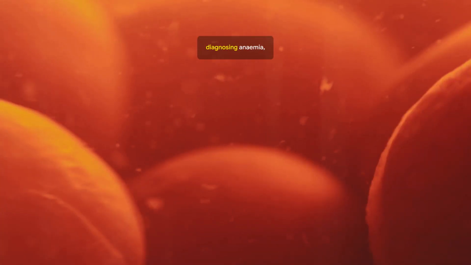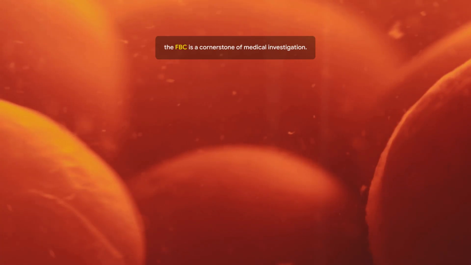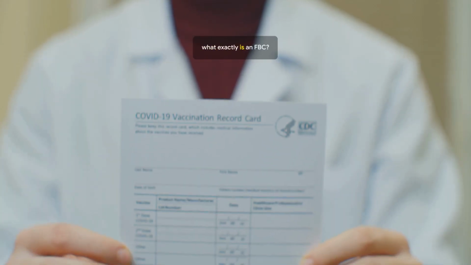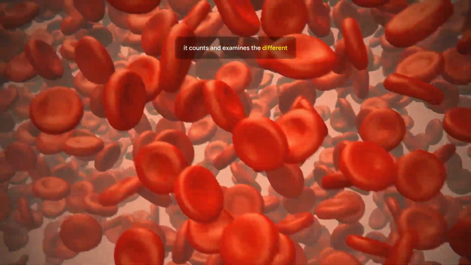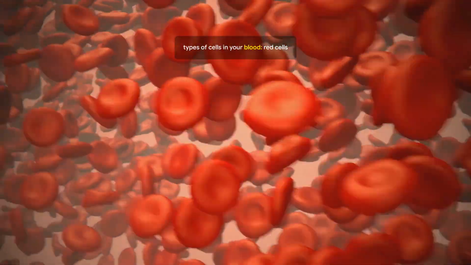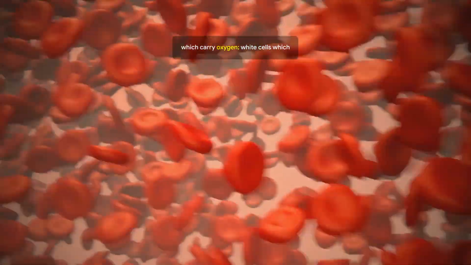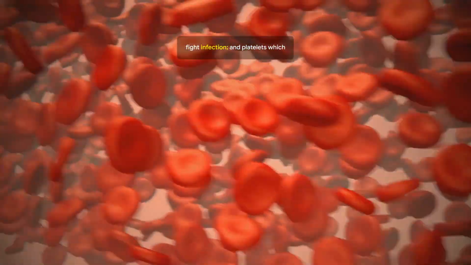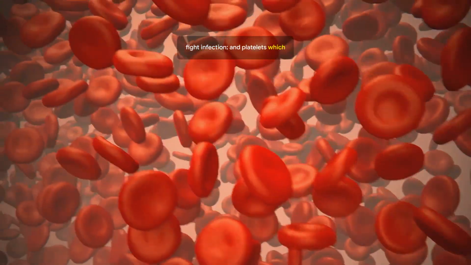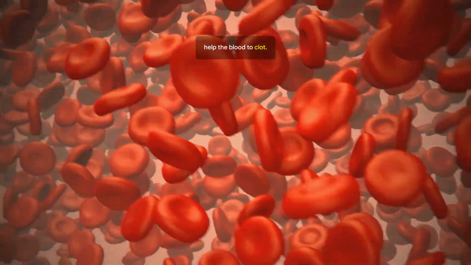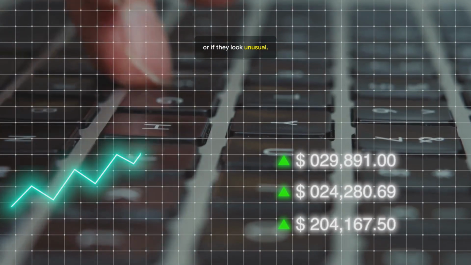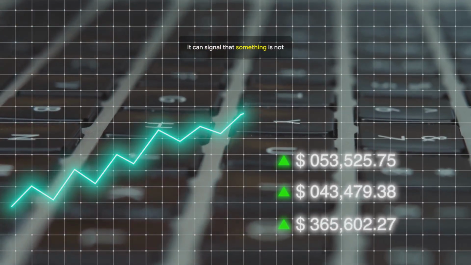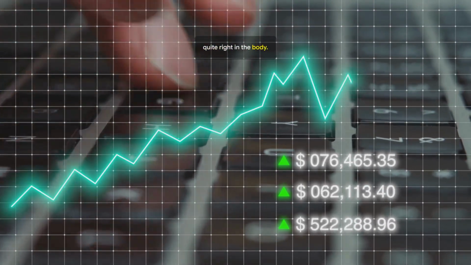Spotting infections, diagnosing anemia, the FBC is a cornerstone of medical investigation. So, what exactly is an FBC? Put simply, it counts and examines the different types of cells in your blood. Red cells, which carry oxygen; white cells, which fight infection; and platelets, which help the blood to clot. When their numbers are too high or too low, or if they look unusual, it can signal that something is not quite right in the body.